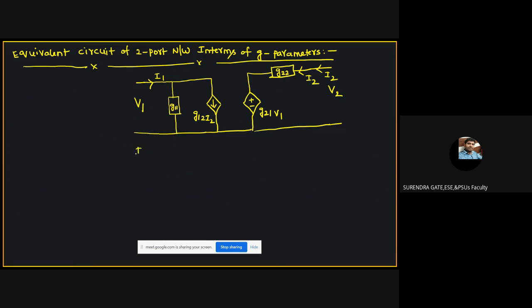Then how to write I1, students? I1 equal to G11 V1, not I1. Parallel branch, no? It is G11 V1 plus G12 V2. Here, how to write I2? G21 V1 plus G22 V2. Like this. By simplifying this, we are getting the same equations. Okay, this is the equivalent circuit of a two-port network in terms of the G parameters.